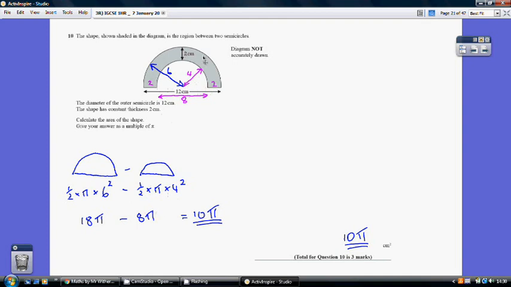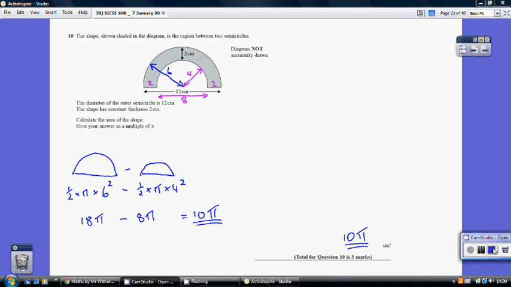So the area of my shaded bit is going to be 18 pi, subtract from this 8 pi, giving me 10 pi. And that's my final answer, because I've been asked to give my answer as a multiple of pi.